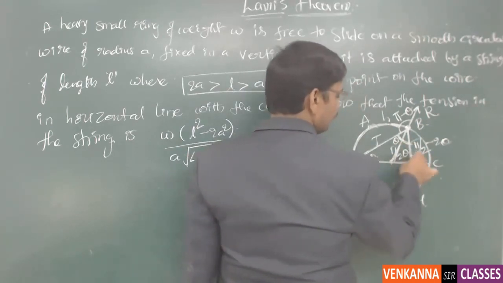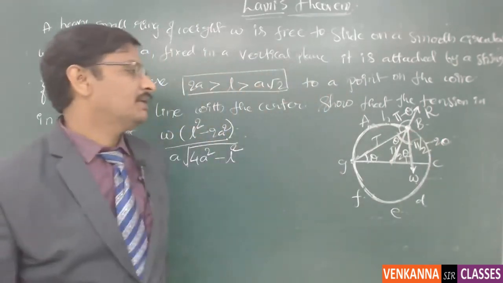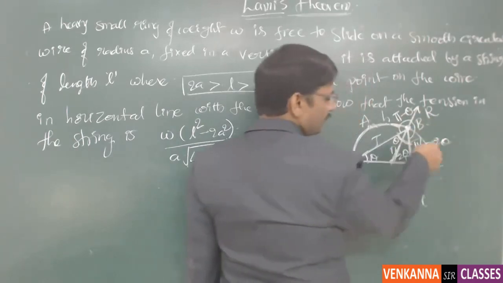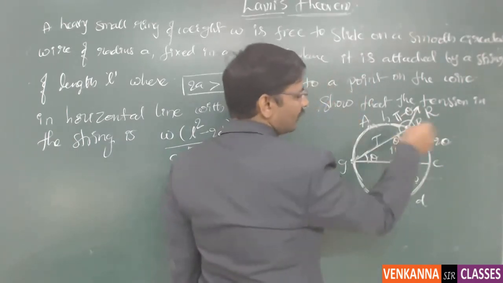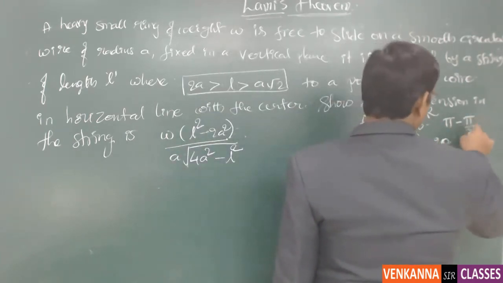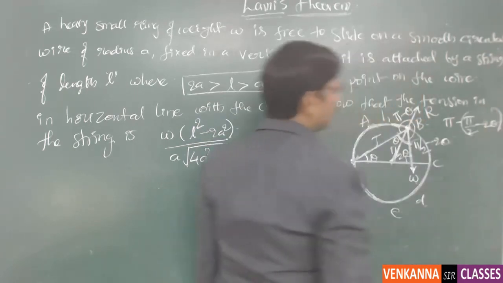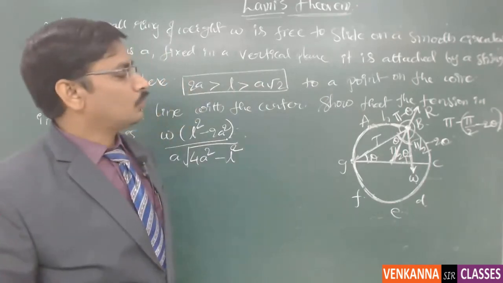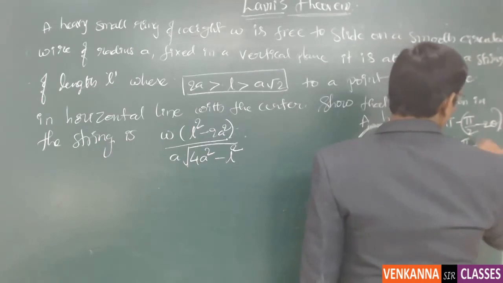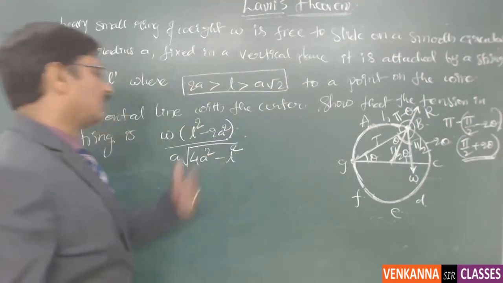Because this is 90 degrees, this is theta, this is pi by 2 minus theta, that is the angle between tension and the weight. And this angle is nothing but 180 minus pi by 2 minus 2 theta. So pi minus pi by 2 minus 2 theta. So that angle is, pi minus pi by 2 is pi by 2 plus 2 theta. So once you have all the three angles, now you can apply Lami's theorem.